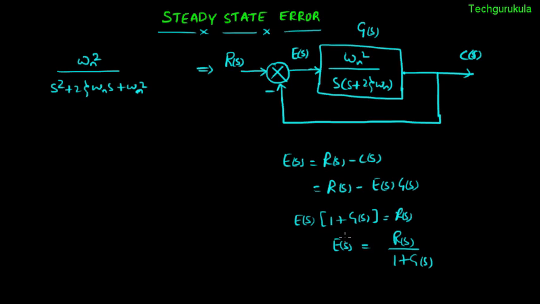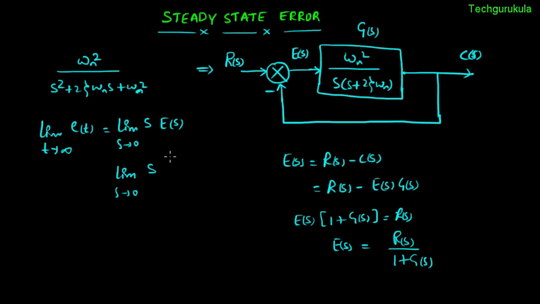Once we know the error signal in terms of s domain, to find the final value of the error, we can find limit t tends to infinity for E of t in time domain, which will also be equal to, applying the final value theorem, limit s tends to 0 of s times E of s. Now let's apply the condition here, where limit s tends to 0 of s times R of s.